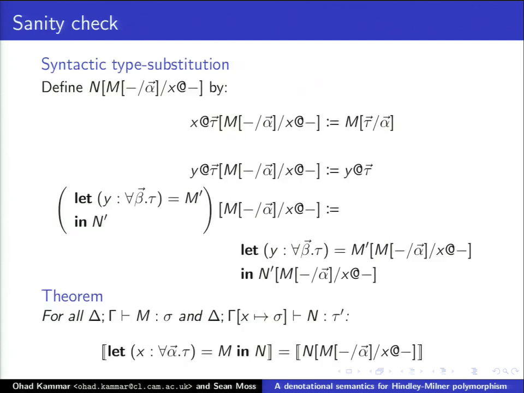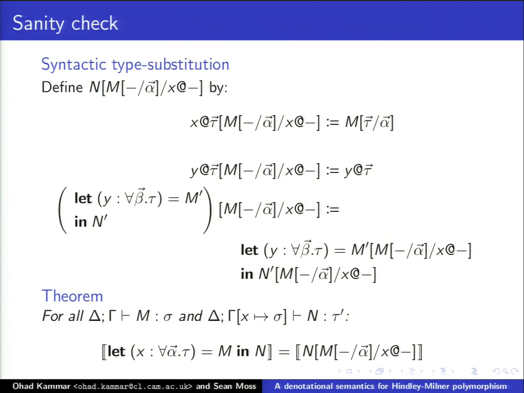So if you go through all the trouble of defining what it means to substitute a polymorphic M in N for X, that means whenever you have an X, there's some kind of type associated with it, then go to M, substitute that type for these alphas, and stick that in. So you can read that here.